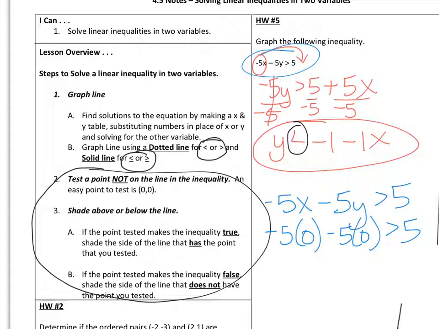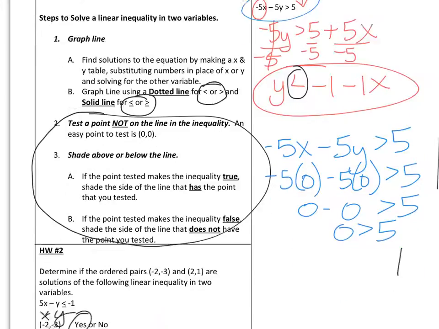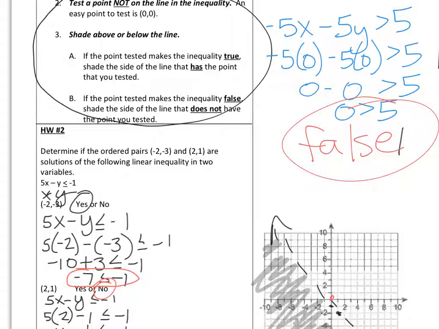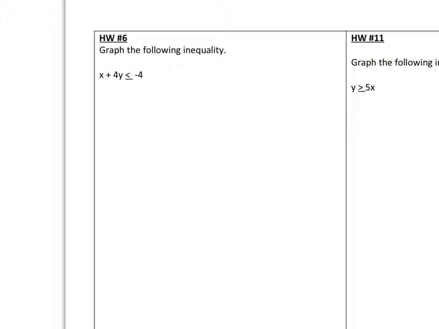I like to test 0, 0 because it's really easy. Negative 5 times 0 is 0, and 0 minus 0 is 0. And 0 is not greater than 5. So this is a false statement, and that means it shouldn't be shaded, and it's not. If my line was a little better, you could tell that that line doesn't even go through 0, 0. Let's go ahead and do homework number 6.